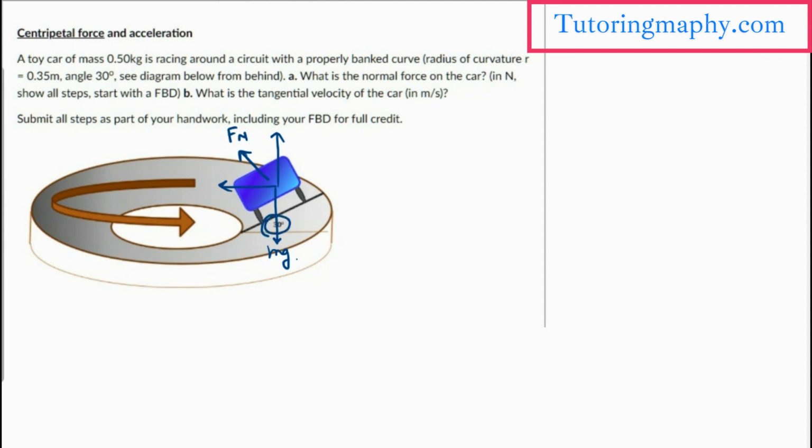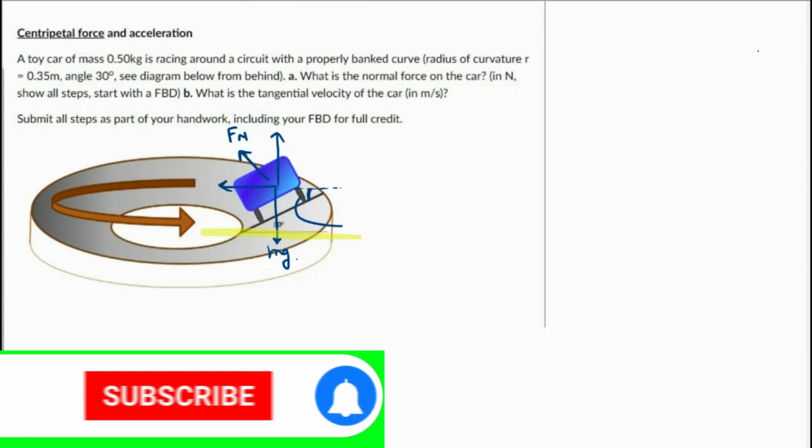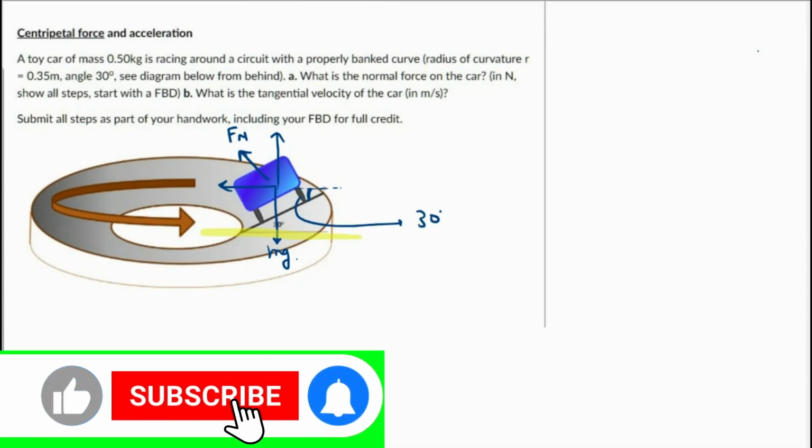Since this is 30 degrees and these two are parallel, I'll just draw it once again. These two are parallel and this is a transverse. So whatever this angle is, the same as this angle, right? Because they are alternate angles. That means that if we extend this up, this is also 30 degrees, and this is the normal force over here.